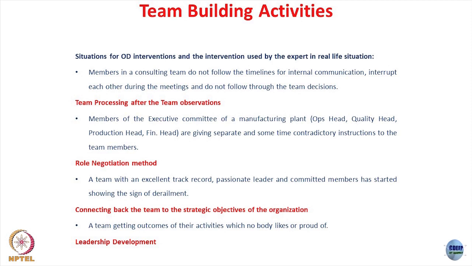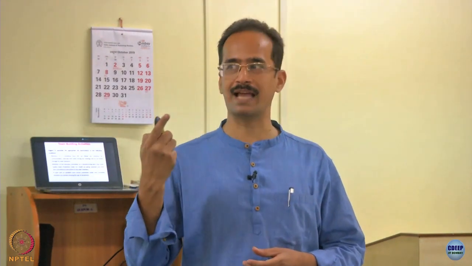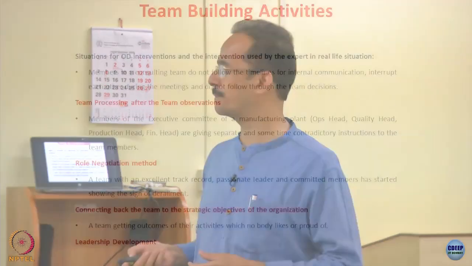A team with an excellent track record, a passionate leader and committed members is starting to show signs of derailment. Which problem is this? Type 1, type 2 or type 3 problem? Generally a type 3 problem. The team is not able to see its connection and is not able to look at what is expected from them in changing times.